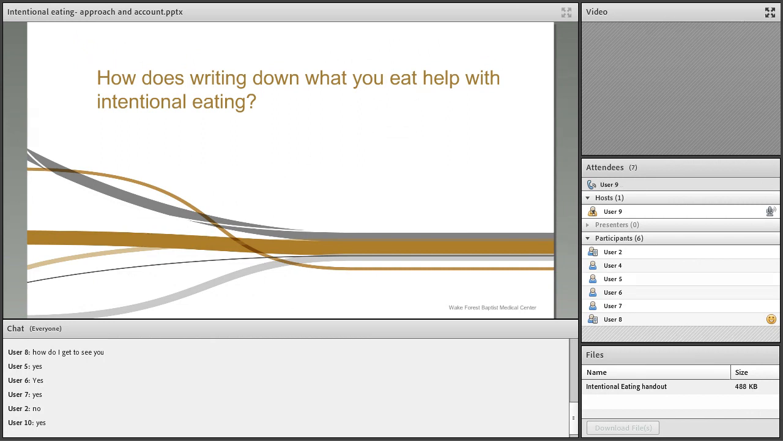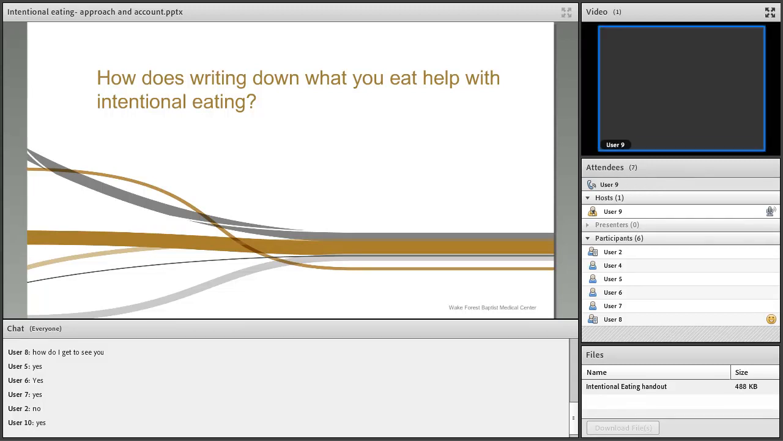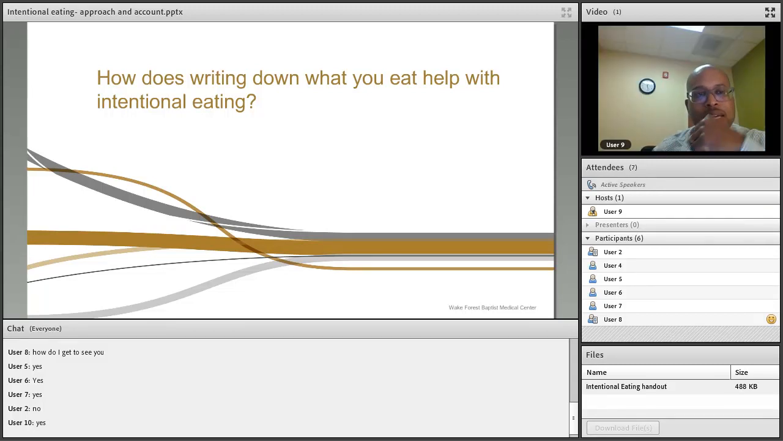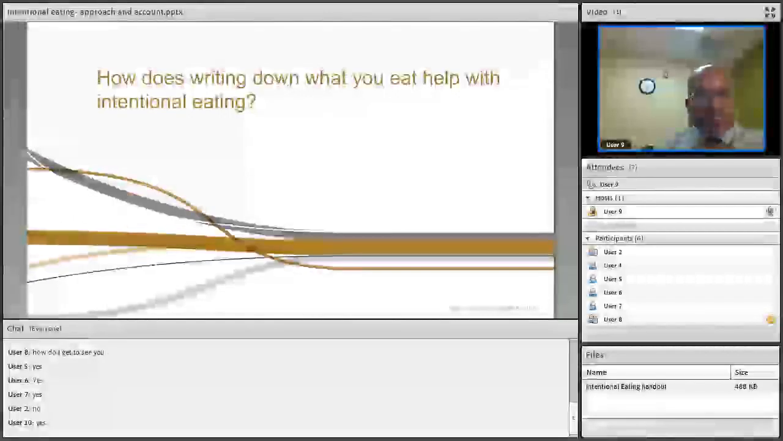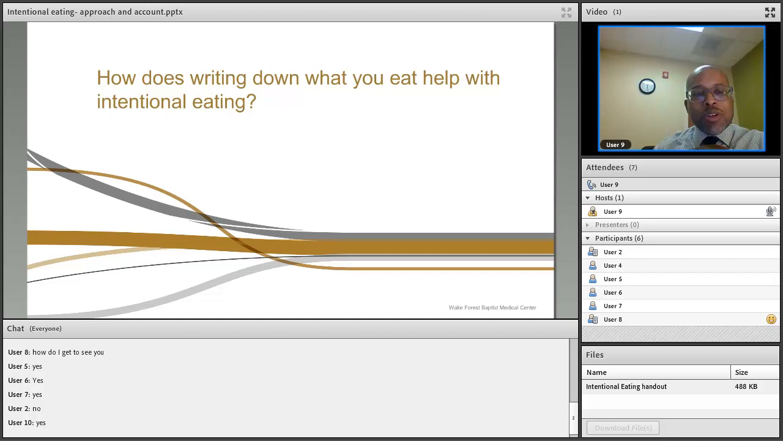So, how does writing down what you eat help with intentional eating? Because this is important. I think a lot of times what we hear people say is things like, "Well, I pretty much eat the same thing every day. I'm a creature of habit, and so I know what I've been eating, right? I generally eat the same thing every day."